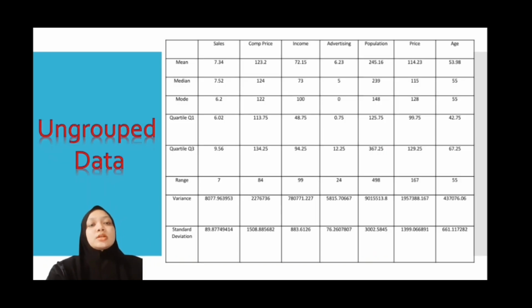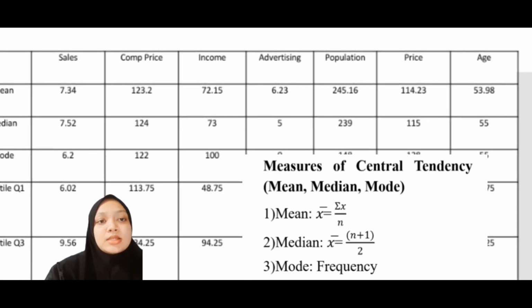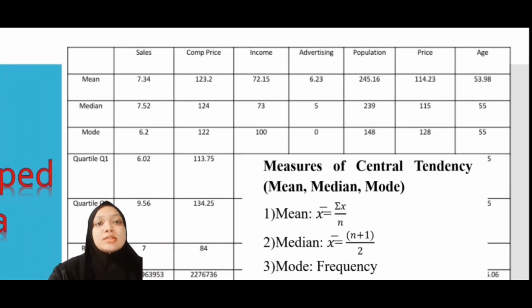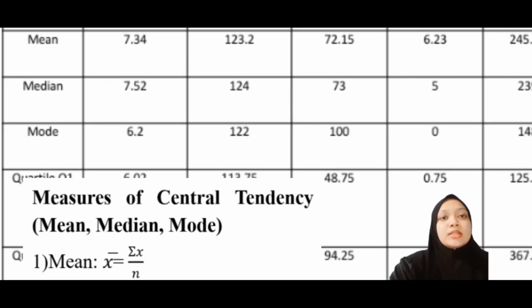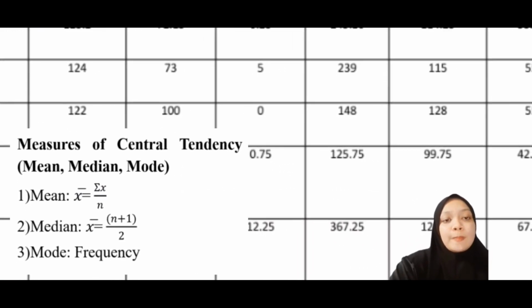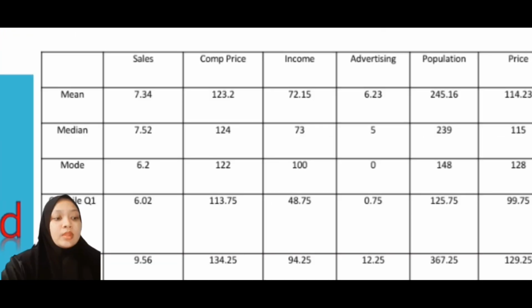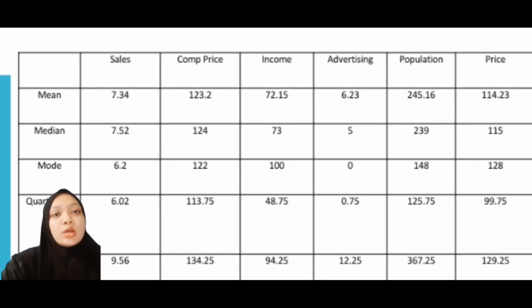Group data. Measures of central tendency, which are mean, median, and mode. The mean formula is x-bar equals the sum of x divided by n, which is the sample size. For the median, the formula is (n plus 1) divided by 2. Mode is the most frequent value of the data.